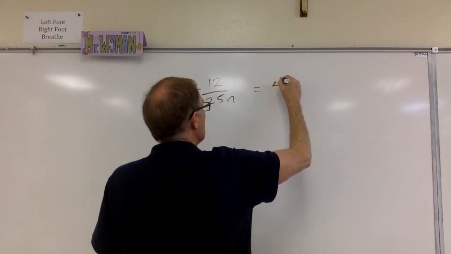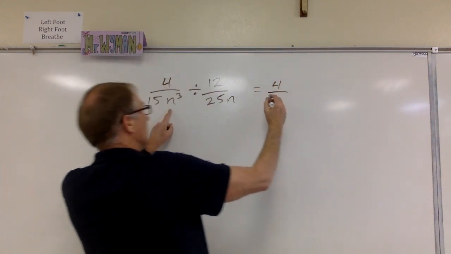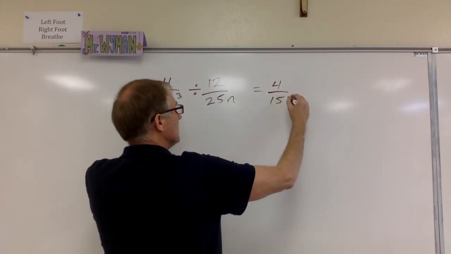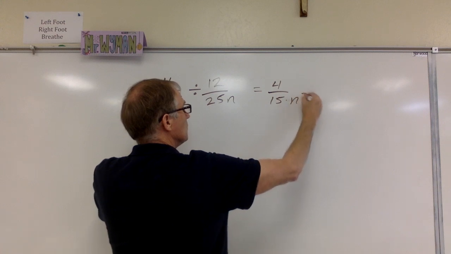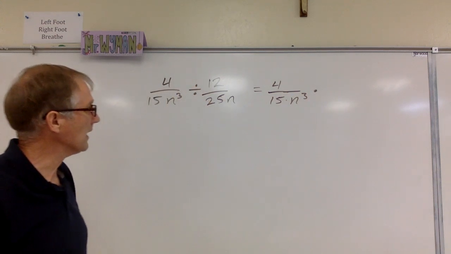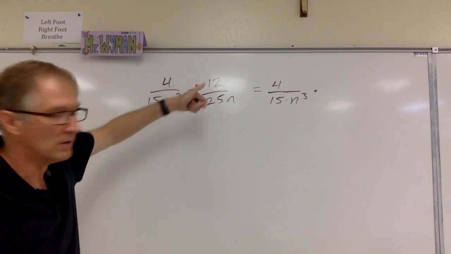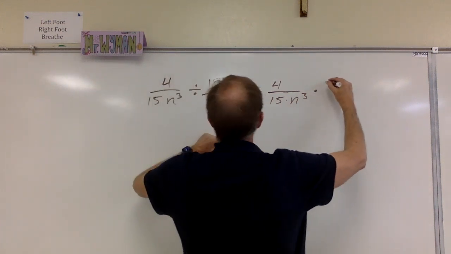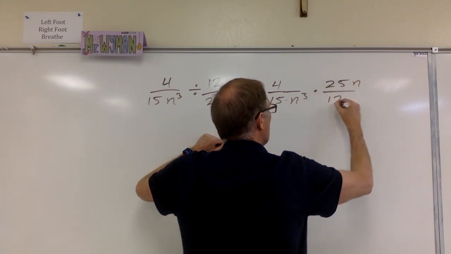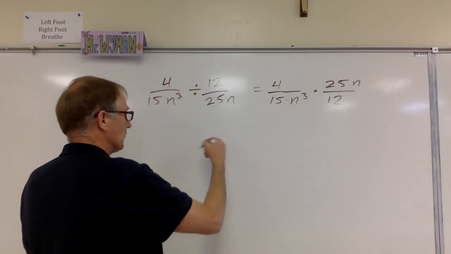as, so this part stays the same, 4 all over 15n cubed, but that's going to be times, and you flip this one over, 25n all over 12. What I didn't write, I should have written this up first.